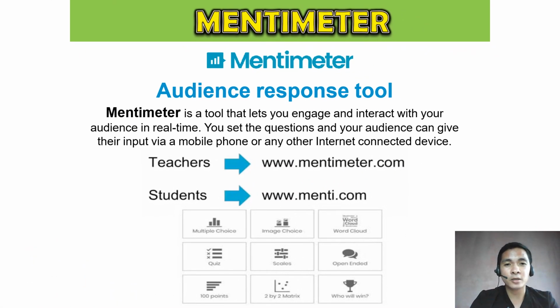Mentimeter has two types: the audience response tool, and your account as a teacher. So what is Mentimeter all about? It's a tool that lets you engage and interact with your audience in real time. That is for online assessment. You set the questions and your audience can give their input via mobile phone or any other internet-connected device.